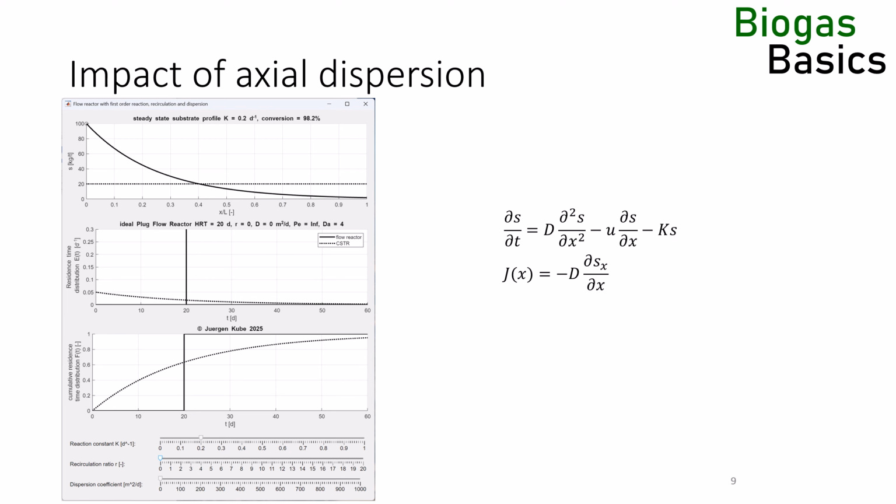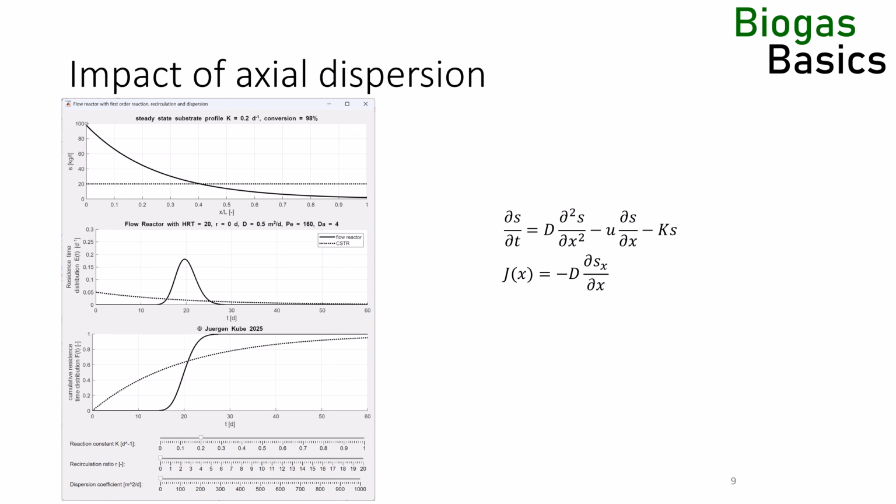We start again with the plug flow reactor with a residence time of 20 days and a first order reaction with a reaction constant of k equals 0.2 d^-1. The residence time distribution function E of t shows a Dirac impulse at the residence time of 20 days. F of t shows the Heaviside step function. For the plug flow reactor, the axial dispersion coefficient D is 0. Now we slowly increase the dispersion coefficient.